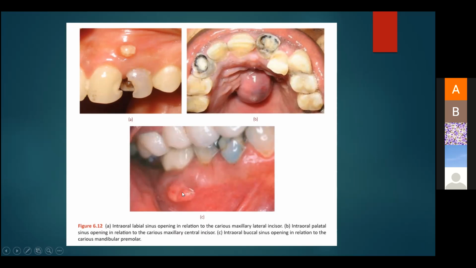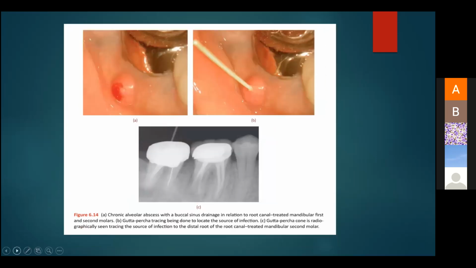There's a method also to track the sinus. You can use a GP stick, put it inside the proximal spaces, guide it towards the swelling, and take a radiograph. As you can see here, this is a draining sinus. They have used a GP stick and put it inside to trace where the swelling is coming from. They have seen in the radiograph that this particular lesion is from the distal root of this molar, an already endodontically treated molar.